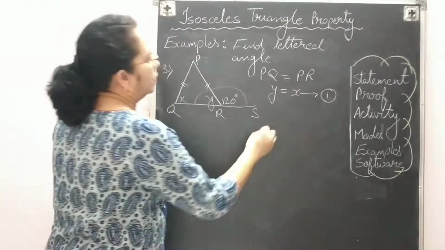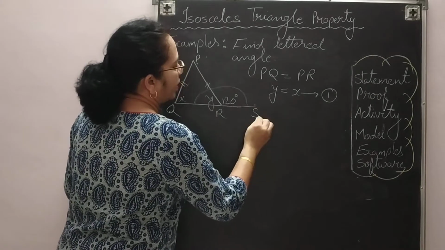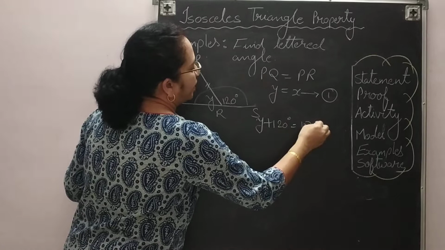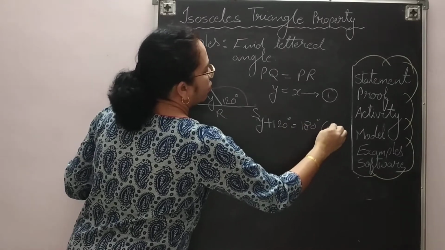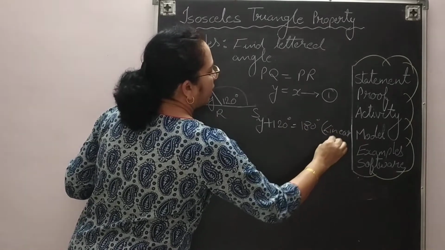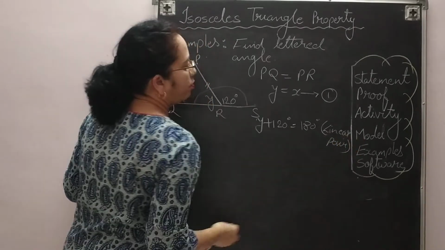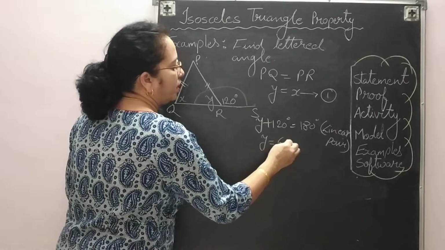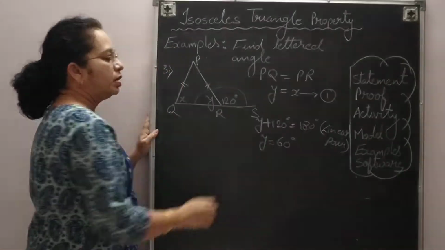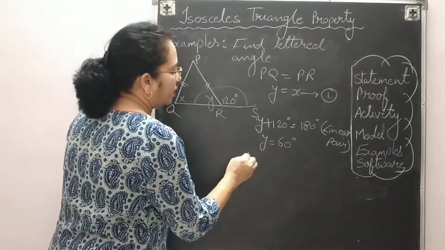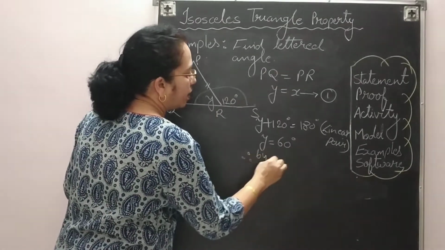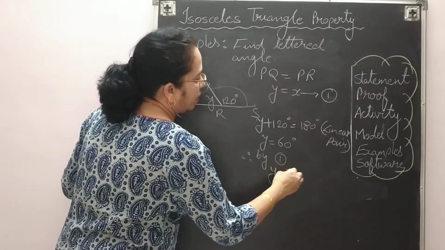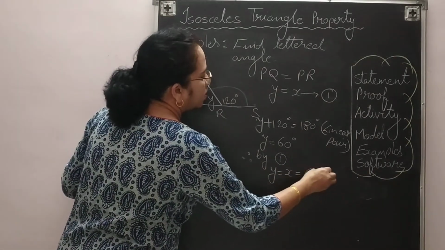Now, Y plus 120 degree is equal to 180 degree. What is the reason? Reason you can write down here, linear pair. Writing reason is very important. So y is equal to 180 minus 120 will give you 60 degree. So value of y is 60 degree. Therefore, by equation number 1 we can say that y is equal to x is equal to 60 degree.